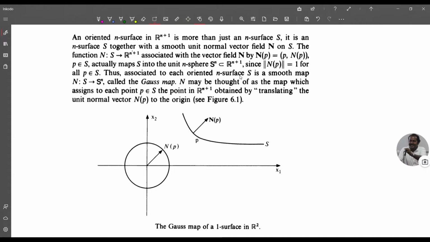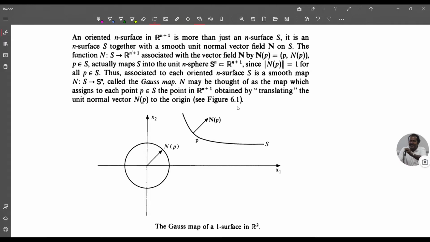Associated to each oriented n-surface S is a smooth map N from S to S^n called the Gauss map, since the norm of N(p) is 1 for all p belongs to S. N may be thought of as a map which assigns to each point p belongs to S the point in R^(n+1) obtained by translating the unit normal vector to the origin.